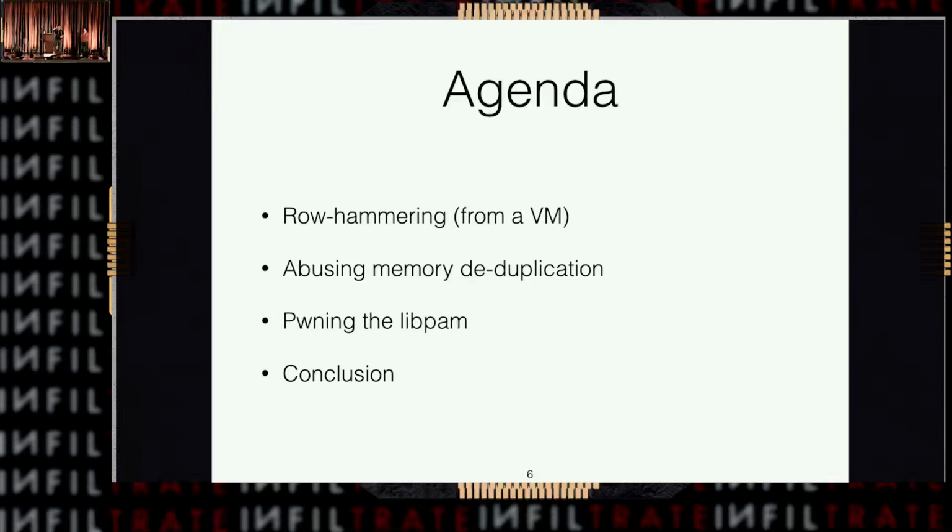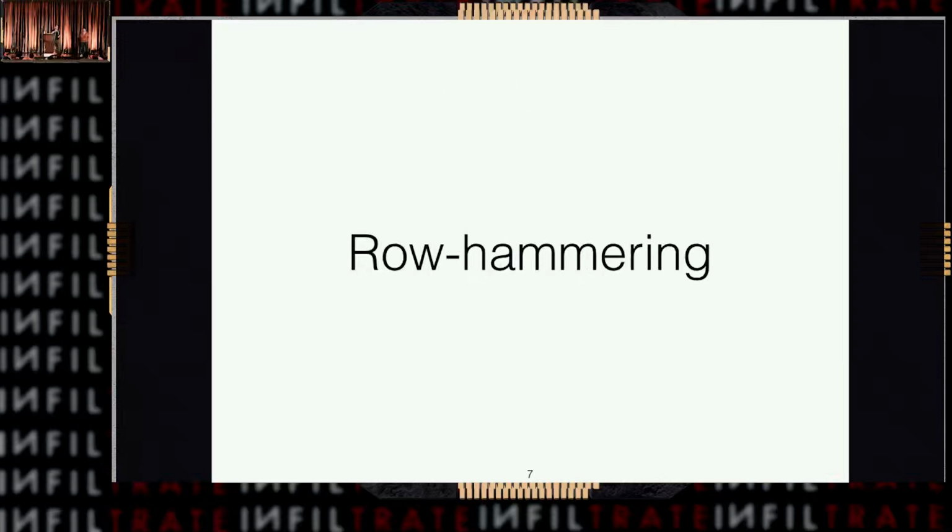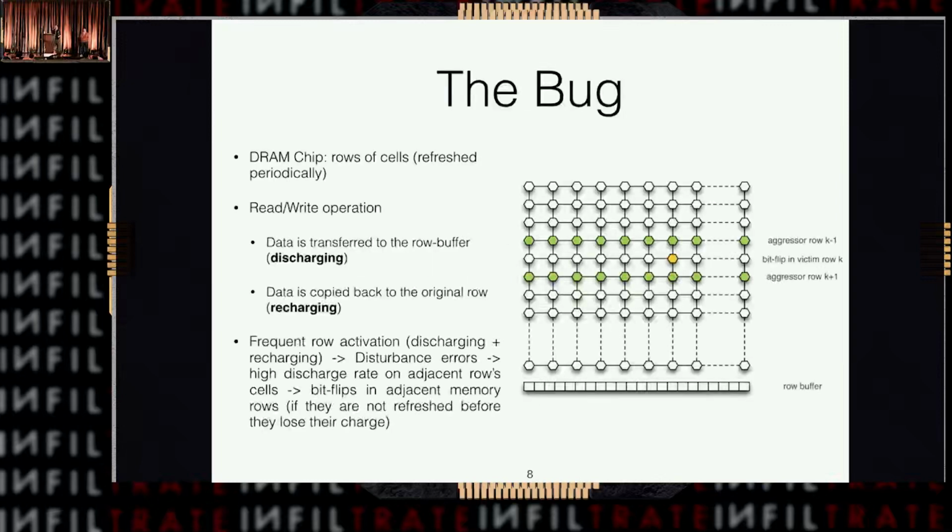Here I'll try to explain the root cause of the bug. So a DRAM chip consists of rows of memory cells. This is not totally true, but let's assume that for now. And these memory cells are periodically refreshed. Then when the CPU requests a read or write operation on one byte of memory, the data is transferred from the row in physical memory to what we call the row buffer. And this operation is called discharging.